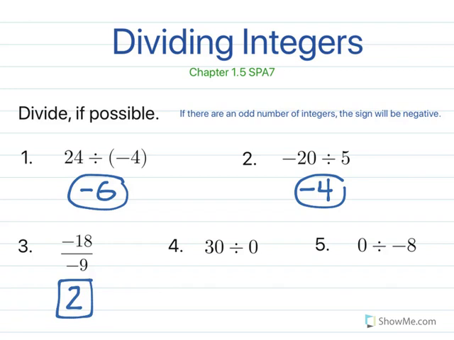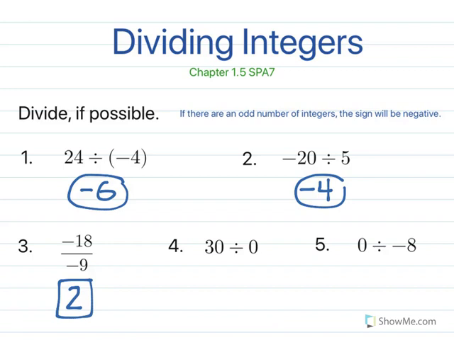Okay, with 4 and 5, you'll notice 4, we have 30 divided by 0. And for 5, we have 0 divided by negative 8. And so we have to think about the rule here. One of these will have an answer of 0. The other one won't. I like to think of it in terms of money. If I have $0 and I divide it amongst 8 of my friends, everybody gets the same amount. They get $0. I cannot divide 30 by 0. It's impossible. You can't even think about it. It's something that can't be done.